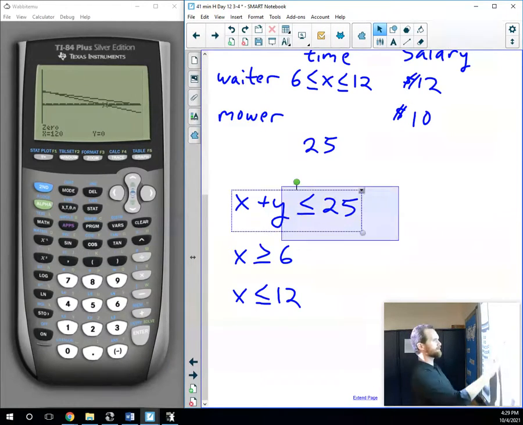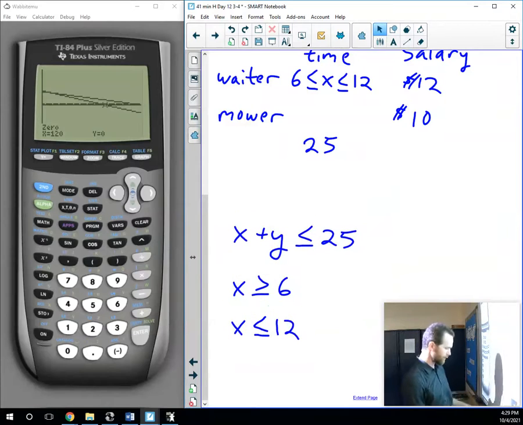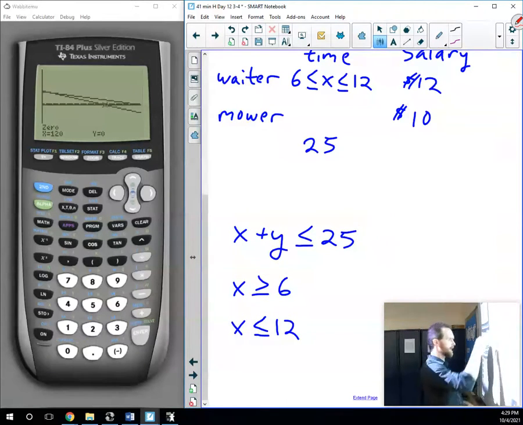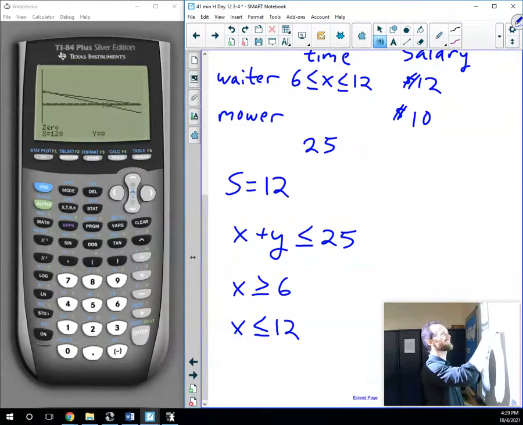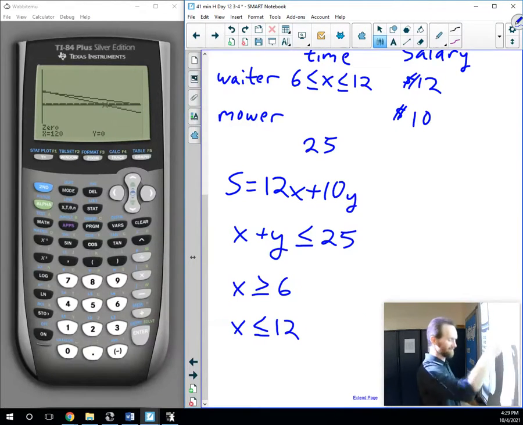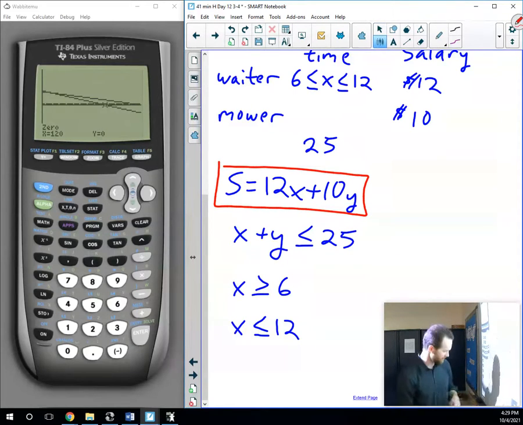Oh, I completely skipped the objective function. I'm doing this all out of order. So we use S for salary. I'm trying to keep this color coded. So his salary is going to be 12x plus 10y. I got so caught up in the constraints being different that I forgot the objective function.